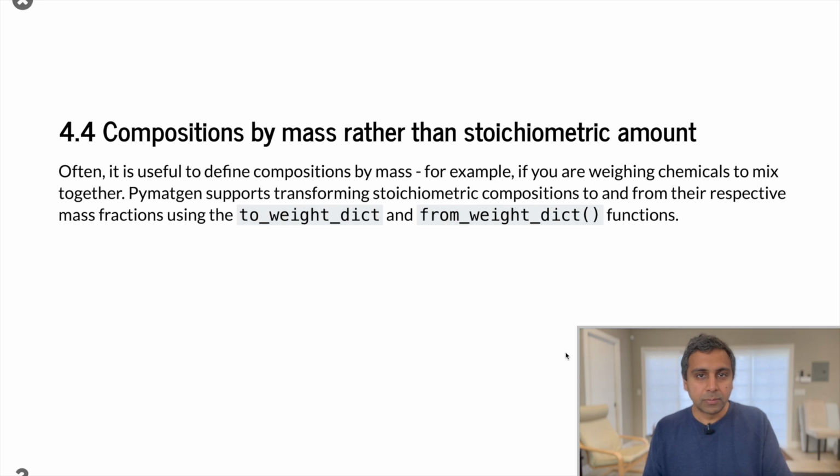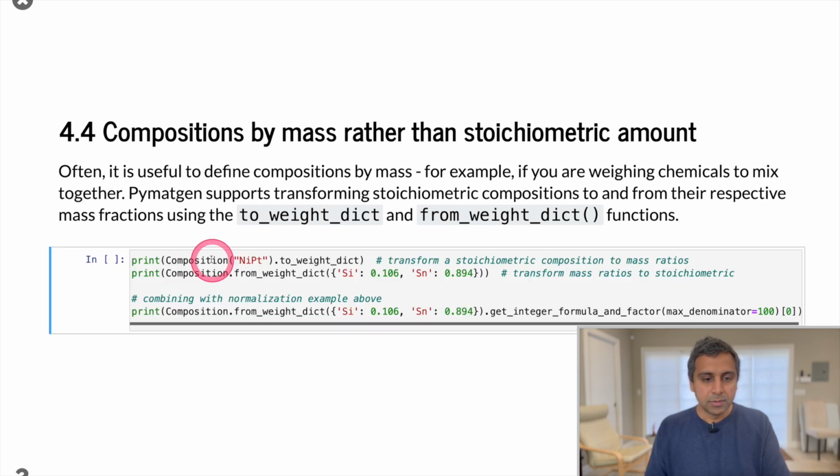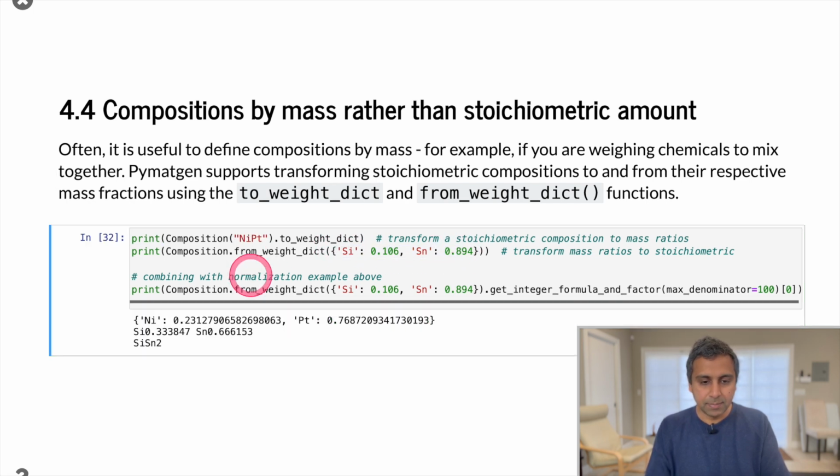Now, a fourth tool for working with compositions is to work with compositions by mass rather than by stoichiometric amounts. So you can use the to-weight-dict and from-weight-dict methods in pymatgen to do that. So for example, if I have a stoichiometric composition and I want to convert that to weights, like let's say I'm mixing chemicals together in order to create this composition, you can do that. Or you can also take a list of weights and turn that into a stoichiometric composition.